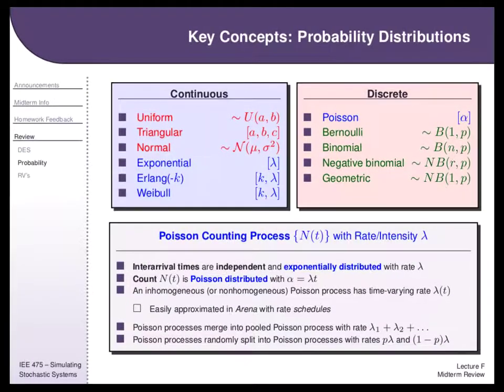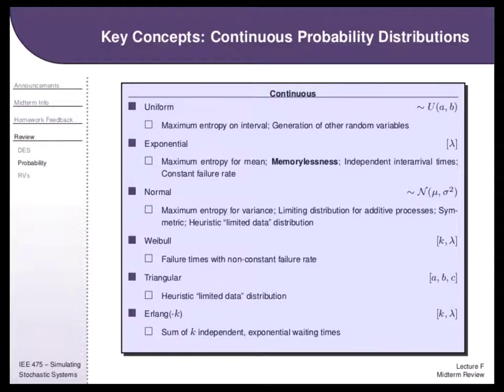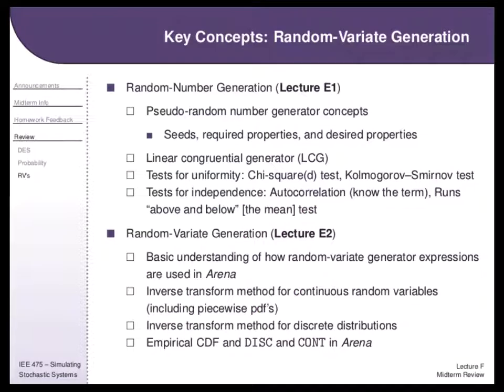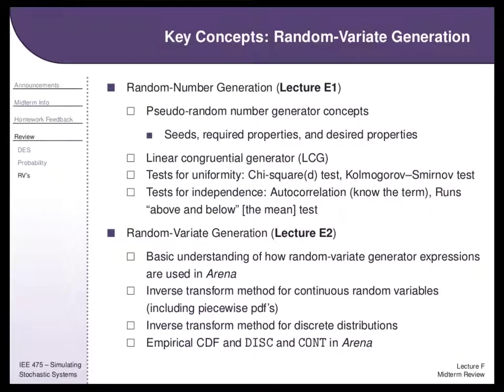Probability: know several distributions, know the rough properties of these distributions and when you would use them. Know how a Poisson counting process relates to both an exponential and a Poisson. And then the random variate stuff, which is what we covered in the first half.